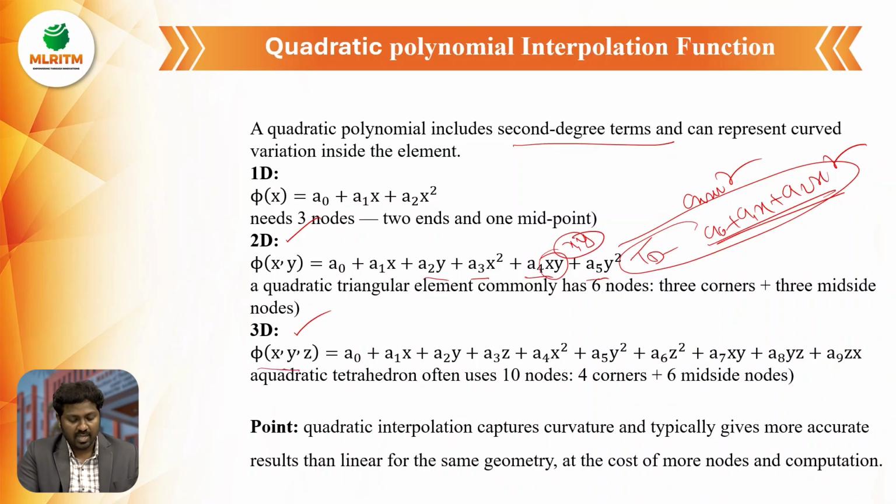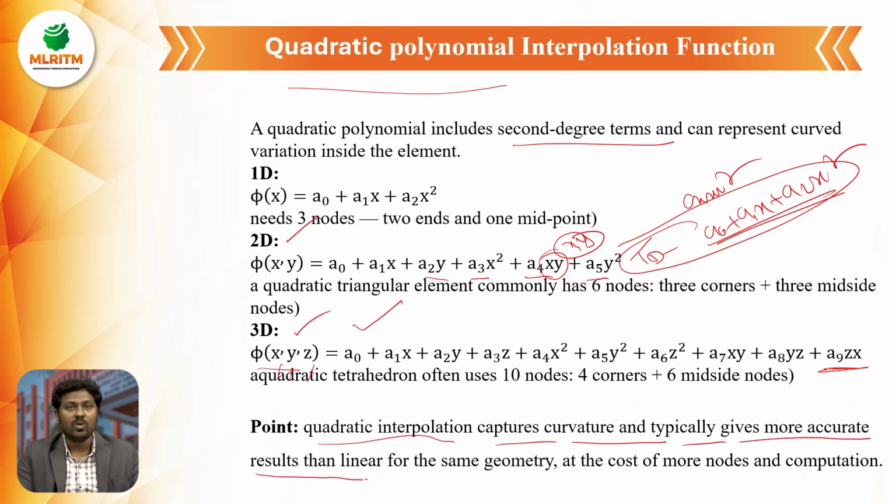So coming to three-dimensional x, y and z direction, up to z we can take inside the element. Coming to this main quadratic interpolation function, it captures the curvature and typically gives more accurate values compared to linear geometry. So compared to linear geometry, the quadratic interpolation function gives more accurate values because it also captures the curvature. That is the main advantage of the quadratic polynomial function.